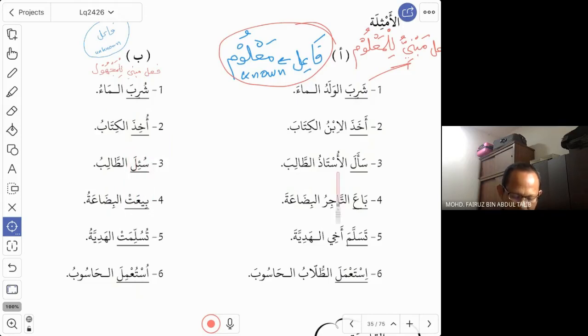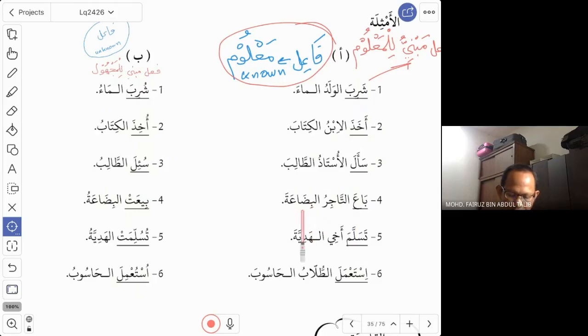Sa'ala, su'ila; akhadha, ukhiza. You can also memorize it, even though there is a qa'ida, you can just memorize. Shariba becomes shuriba. Akhadha, ukhiza. Sa'ala, su'ila. So later on, once you are familiar with this, you will understand the meaning immediately. Number 4.